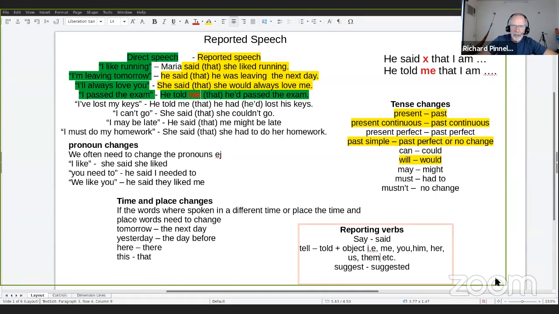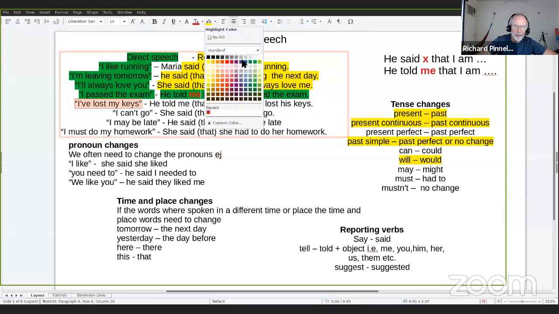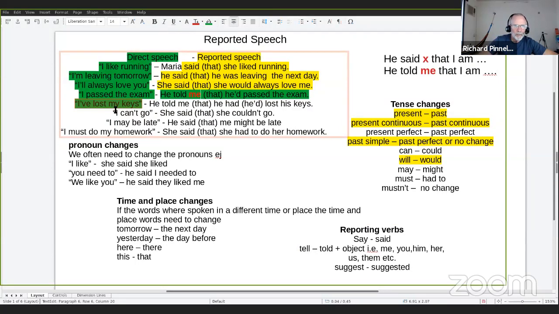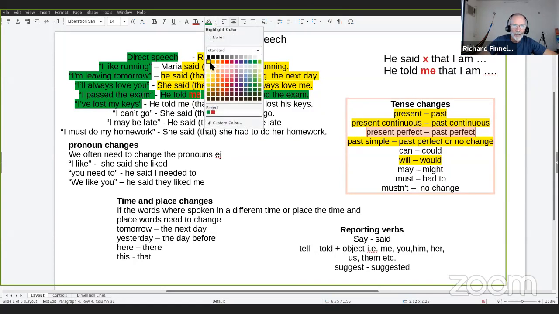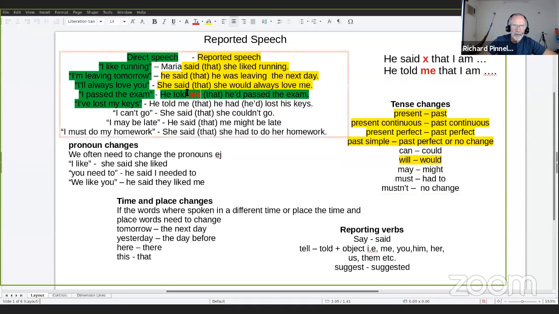So past, change to the past perfect. I've lost my keys. This time we have an example of the present perfect. And in the present perfect, we're also using the past perfect. Here's the present perfect here. And also I'm using the past perfect. So it's the same. Sorry, this should have been in yellow. And this one should have been in yellow.